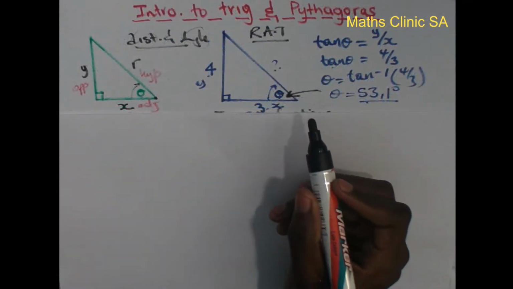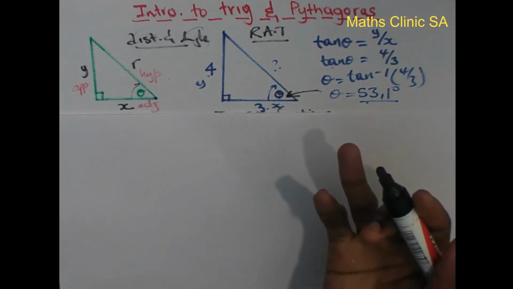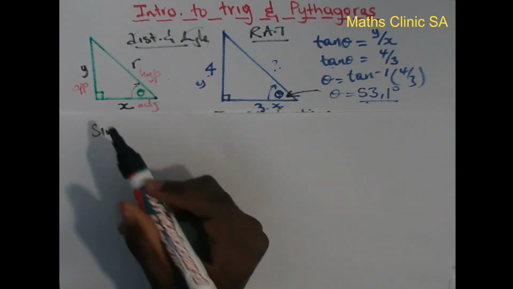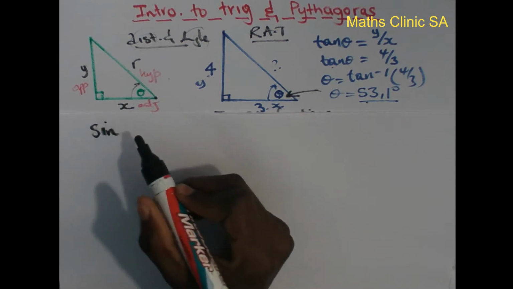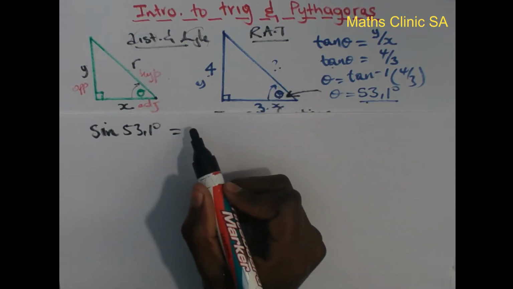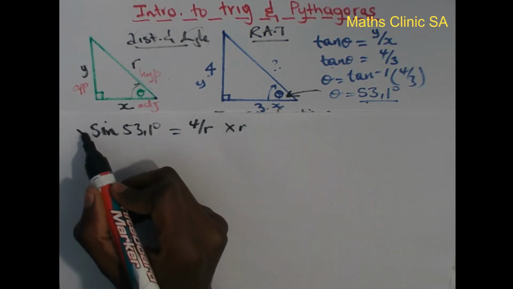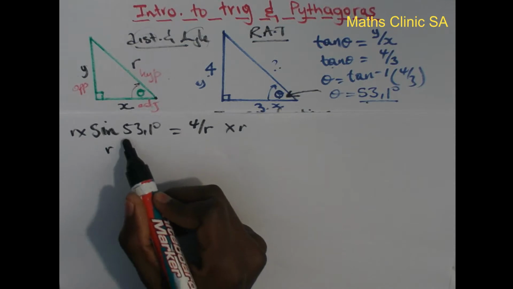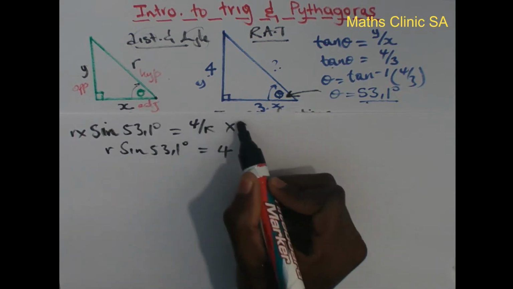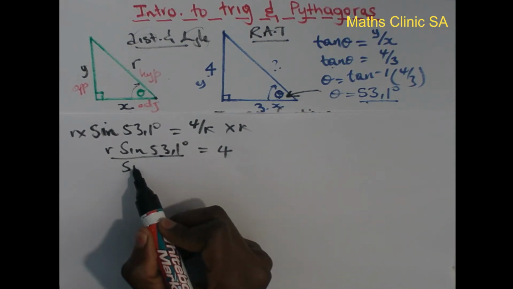So the first option was to use cos, because we knew the side and we knew the angle. But now what if we use sin? It's the same, we should find the same answer. So if we use sin, for example, sin of our angle 53.1 equals y over r, so 4 over r. Okay, multiplying r on both sides because r is the LCD. So it's r sin of 53.1 degrees equals 4, because the r's cancel.